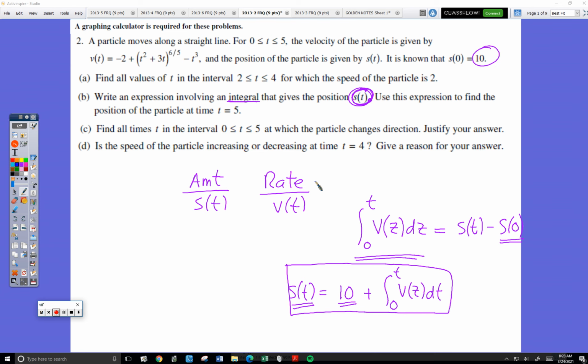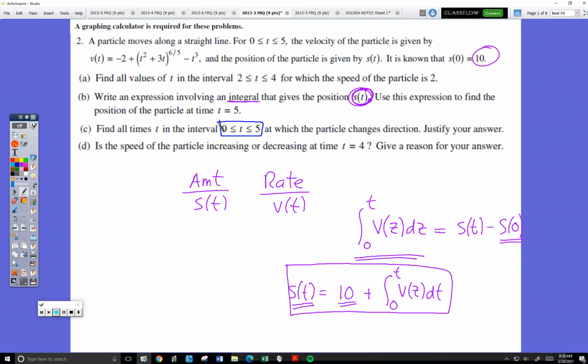Okay, find all times in the interval at which the particle changes direction. Okay, the particle changes direction when the velocity changes sign, because the positive or negative of the velocity tells me which way the particle is moving. Got to pay attention to the time interval here.